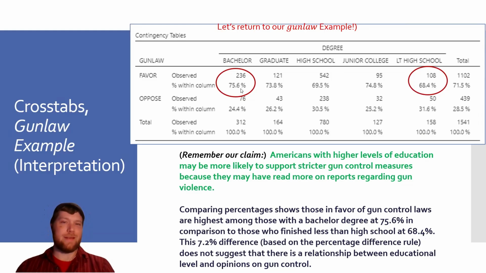Now, all I did was take 75.6 minus 68.4. It's almost there, but it's not quite 8%. Based on the percent difference rule, I don't think that's enough. I think there's not much of an effect there to determine this difference. So I don't think there is much of a relationship between education level and opinions on gun control.